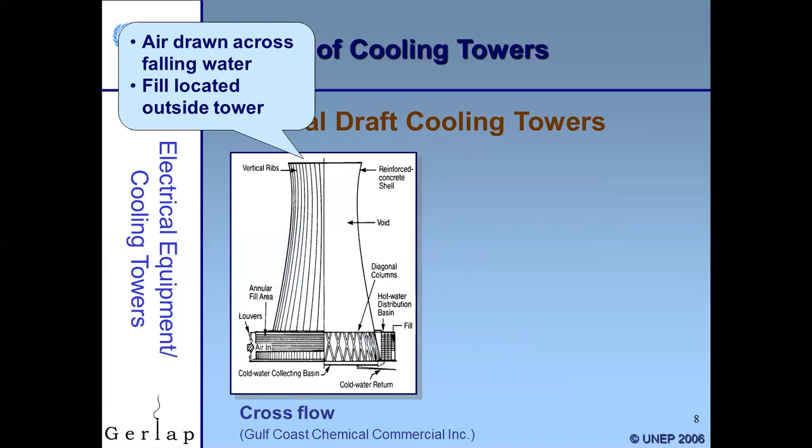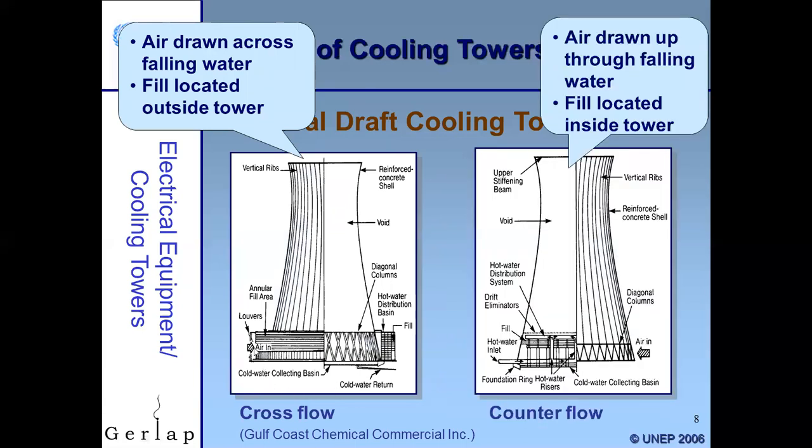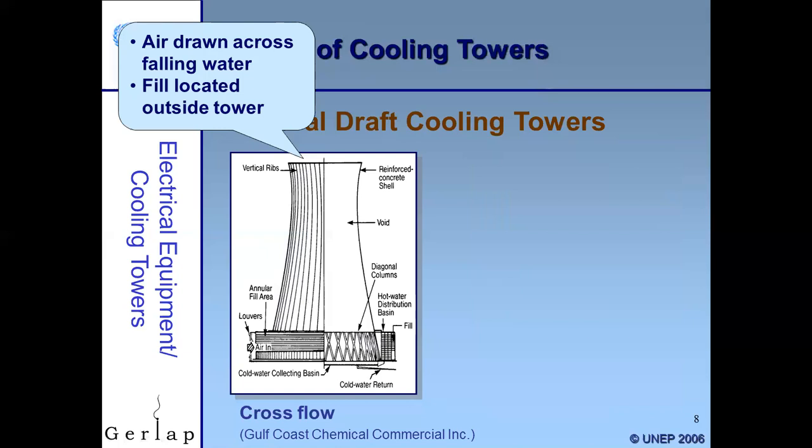Okay, so they have two different configurations. There is a cross flow, which looks this way, so the air comes in the side, as you can see over here on the cross flow, and then comes across the fill this way, and then turns and goes up. We have warm, moist air in here, and we have colder air out here, and so just the density differences cause this to circulate, and so we don't need a fan.